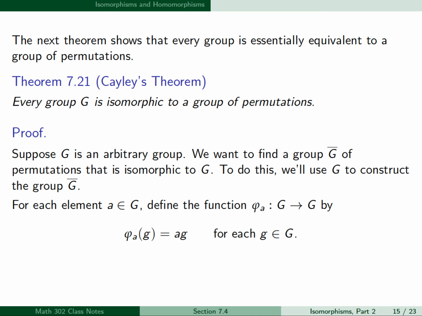For each element A in G, we're going to define a function phi sub A from G to G by phi sub A of g is A times g for each g in G. So for each element A in our group G, we're defining a function phi sub A from G to itself. And we want to show that for each A in G, phi sub A is a bijection.